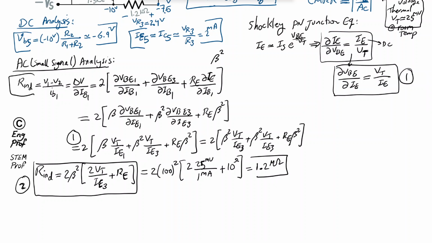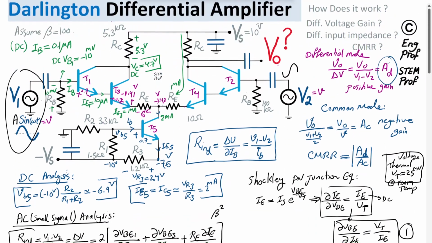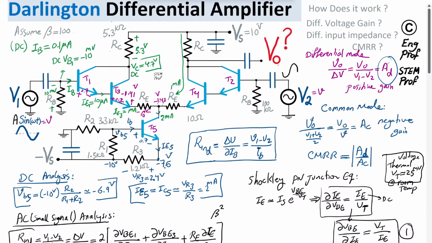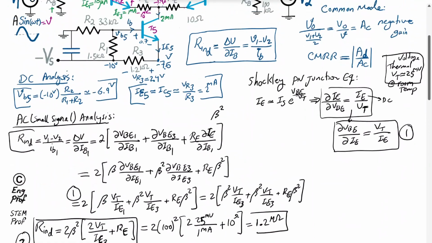Okay, so that is a very interesting outcome. We have 1.2 megaohm input differential impedance from the perspective of differential mode V1 minus V2. So that's a sizable input impedance. That's one of the benefits of this Darlington differential amplifier design that enables us to achieve a very large input impedance for the BJT input stage, if the op-amp is designed like this instead of, let's say, a FET input stage.